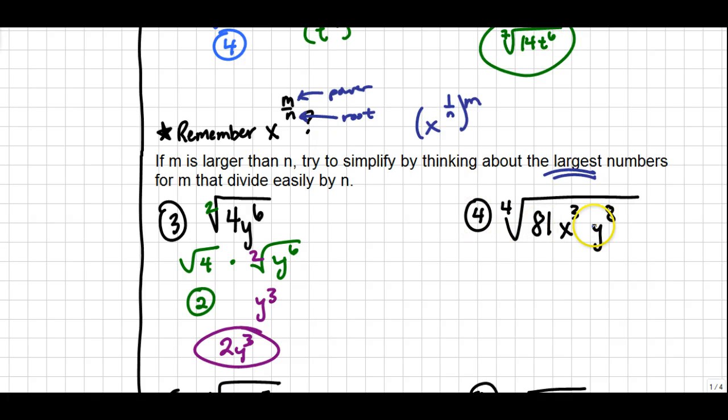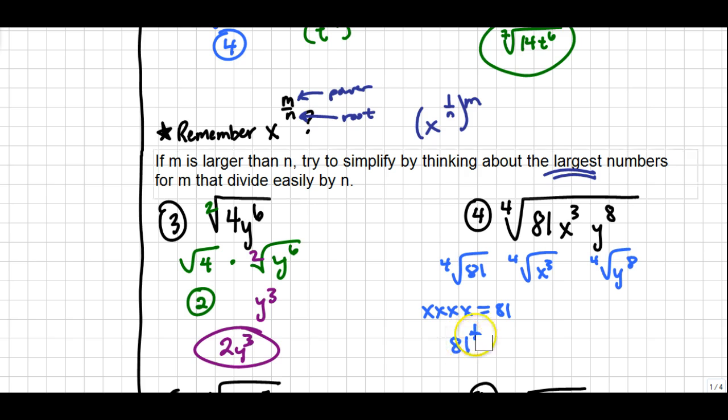Similarly, on number 4 here, again, we're going to rip apart the pieces. So I've got 4th root of 81. I'm going to do the x separately, and the y separately as well. So now I've got 3 things I've got to deal with. 4th root of 81, I want to think about a number times itself 4 times that equals 81. Students are used to doing that question like this in the past, so raising to the 1/4 power. So you might remember that that number is a 3. If you didn't, you'd have to do trial and error. So that turns into a 3.